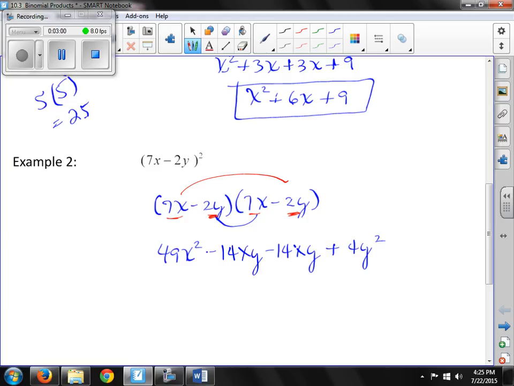So when I combine my like terms, I'll have 49x squared, negative 14xy and negative 14xy. Negative 14xy and negative 14xy would be negative 28xy. And then I'll bring down my 4y squared.